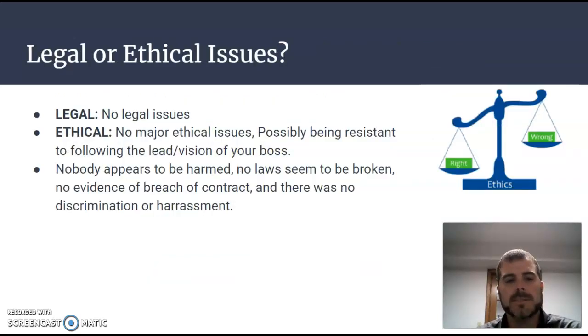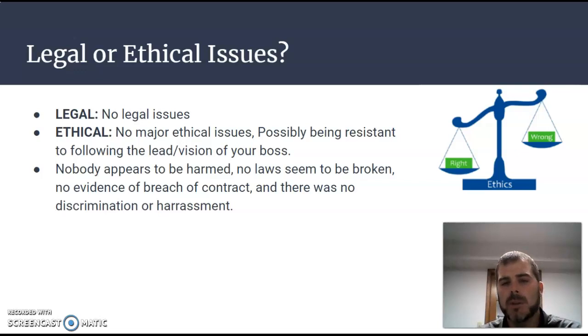Now we're going to take a look at some legal or ethical issues. Legally, there's no real legal issues to my knowledge. Ethically, there's no major ethical issues. I guess you could say that a staff member being resistant or stubborn to following the lead or vision of their boss, and in what their boss is trying to get them to do, you could technically say that's ethically wrong since they're not wanting to do the right thing there.